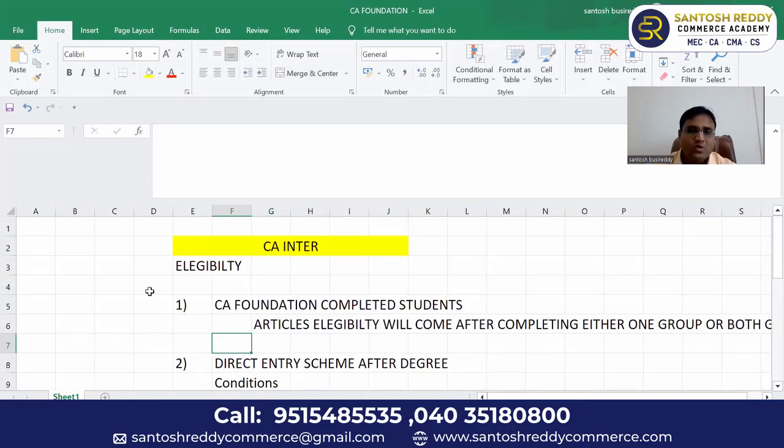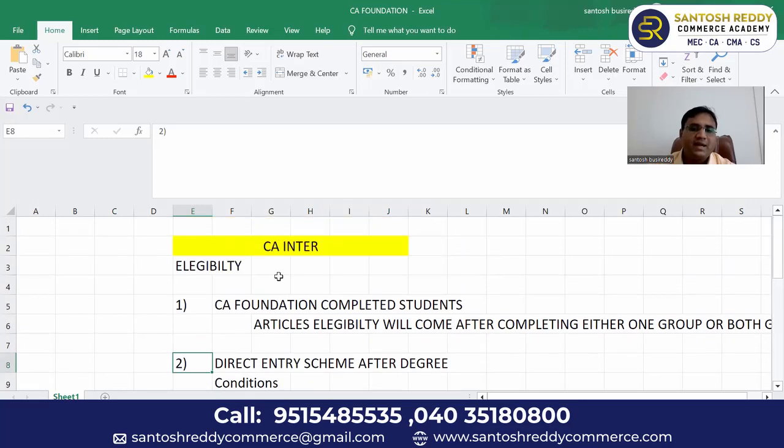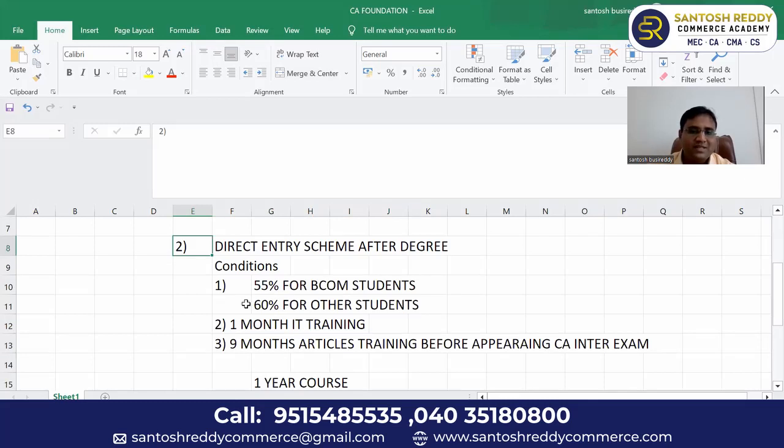So there are two categories of persons eligible for CA Inter. One category is students who have completed CA Foundation. Another category is the direct entry scheme after degree. Degree completed students can directly join CA Inter without CA Foundation, but there are some conditions. Three conditions are there. If you are a BCom student, you should have a minimum of 55% in BCom. If you are other than a BCom student, like BSc, PhD students, you should have a minimum of 60%.